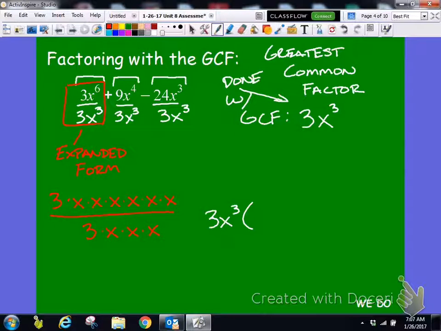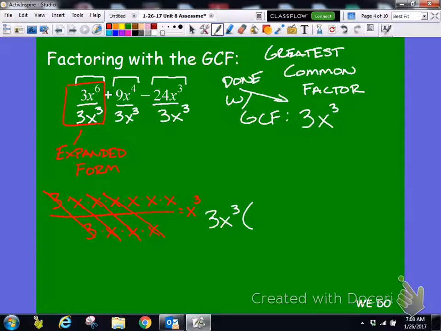Now, 3 divided by 3 reduces to 1, so I say it cancels. X divided by x reduces to 1, so it cancels. X divided by x again reduces to 1, so it cancels. And last time, x divided by x reduces to 1, so it cancels. So what does that leave me? It leaves me x times x times x, which can be written as x cubed.